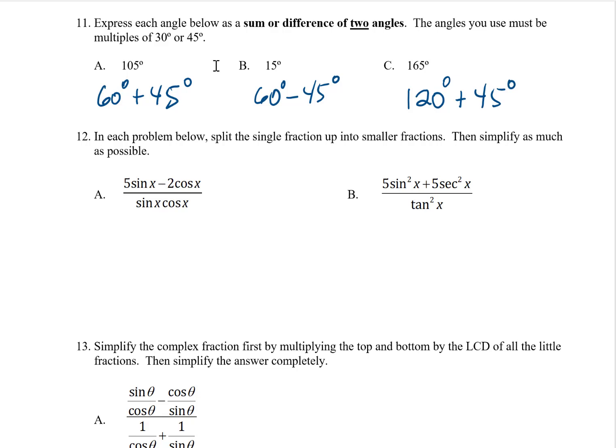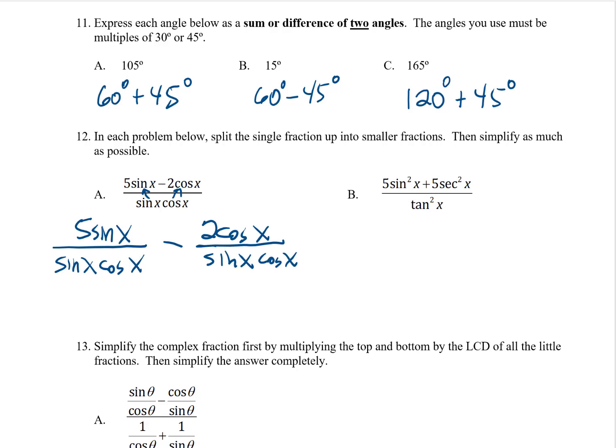We'll see in this lesson some benefit of being able to write other angles using a sum or difference of our nice angles. Problem number 12. Split the single fraction up, then simplify. The reason I can do that is I only have one term on the bottom, so I can easily distribute it into both parts. 5 sine x over sine x cosine x. 2 cosine x over sine x cosine x.